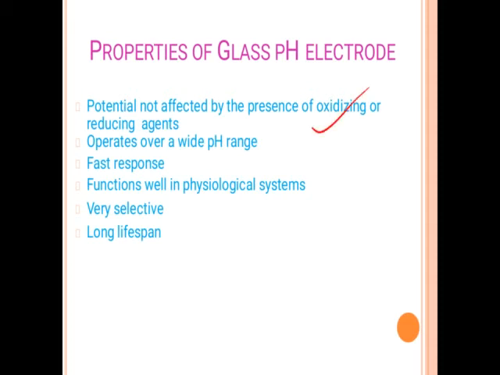The first property is it should not be affected by the presence of any agents like oxidizing agents or reducing agents. Second, it should be operated over a wide pH range. It should not be a narrow pH range like 6 to 7. We should get a fast response, function well in physiological systems. It must be very selective and have a long lifespan. So such properties must be present in the glass pH electrode so that it can perform properly.